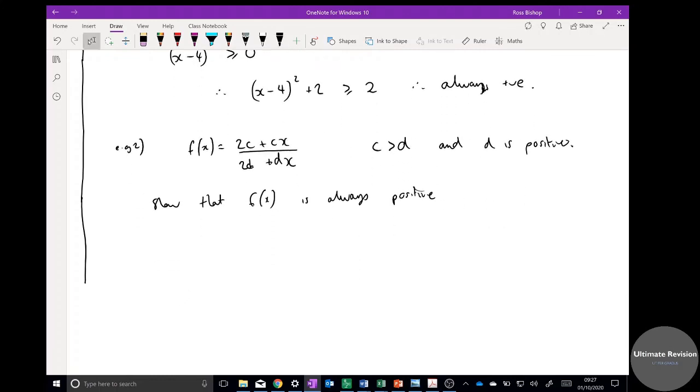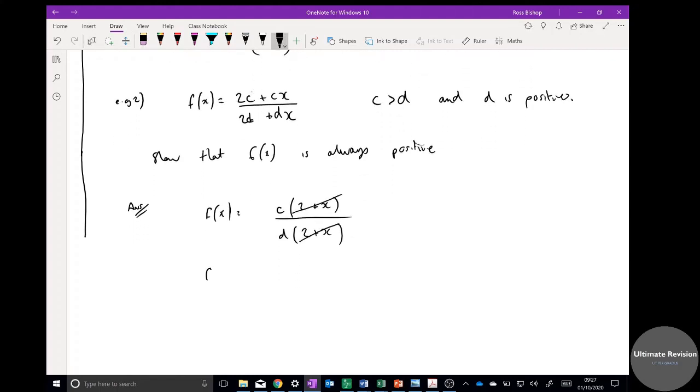Right, whenever you've got an algebraic fraction, always try and factorise it if you can. So f of x, I can factorise this. See, c times 2 plus x over, I can take a d out, d times 2 plus x. And I can simplify that. So that becomes c over d. f of x is c over d.